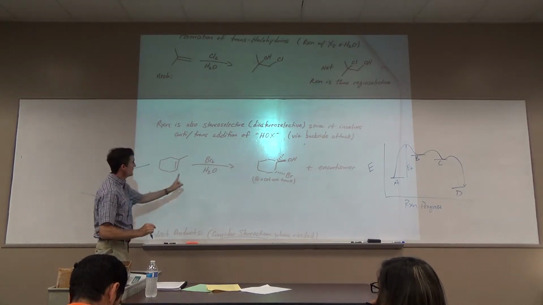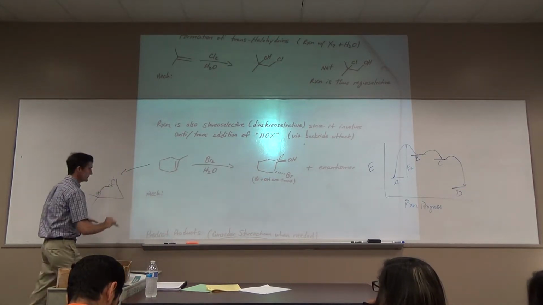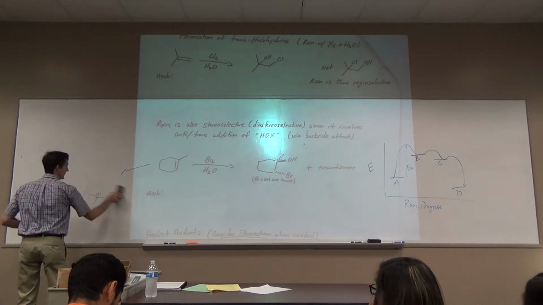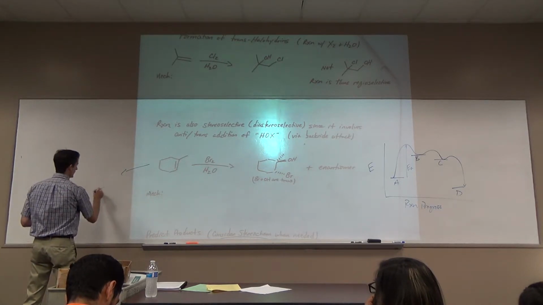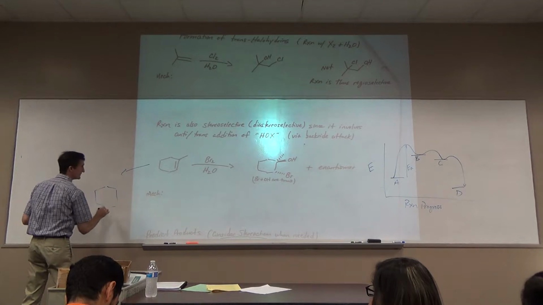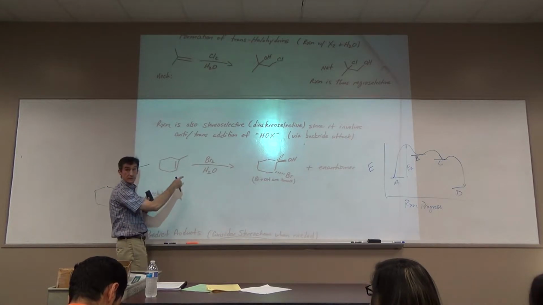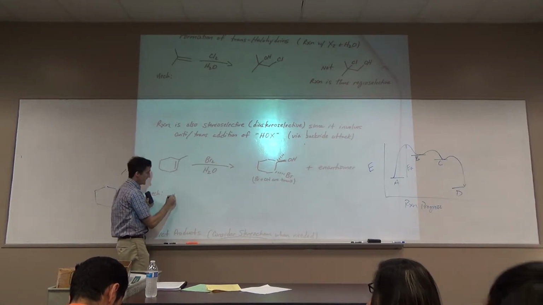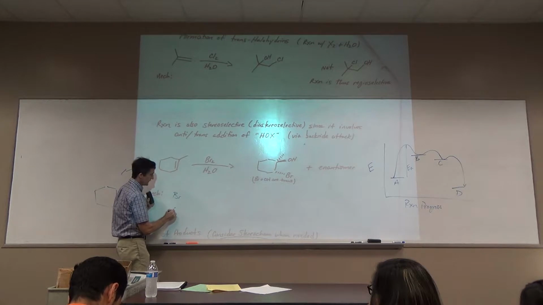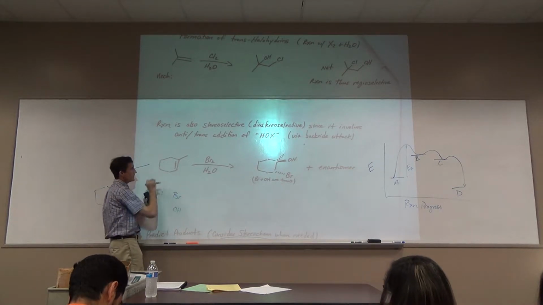Okay, let's do this one down here. Bromine and water. If we didn't have any stereochemistry, let's just show up with no stereochemistry. We would have, okay, bromohydrin. We're adding a Br to one and an OH to the other. Is the Br going to be on top or bottom?